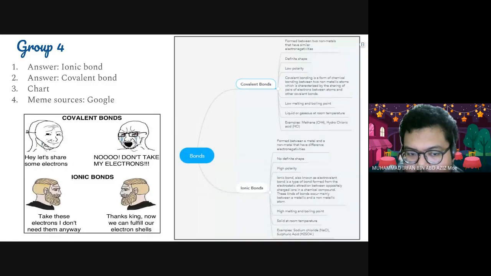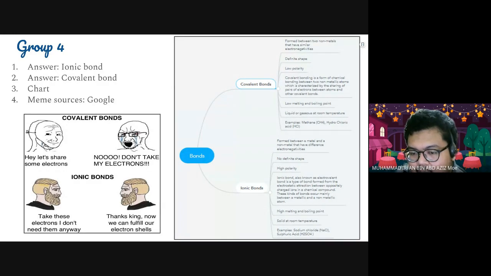Because sometimes it depends on the rule. According to the rule, ionic must be metal and non-metal. For covalent bonds, non-metal and non-metal are covalent bonds. But sometimes, sorry, the teacher made a mistake. For ionic bonds, metal and non-metal will always be ionic bonds.